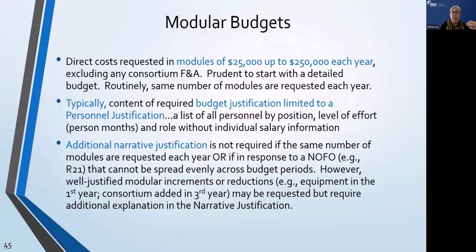Now, why am I making a big deal about not having the additional narrative justification unless it's absolutely needed? I can promise you that at the other end, those budgets are combed through. And if you start offering information about other costs when it's not needed, that may be a justification for NIH, either program or grants management, to cut back. So you stay silent on it. That's the appropriate thing to do.